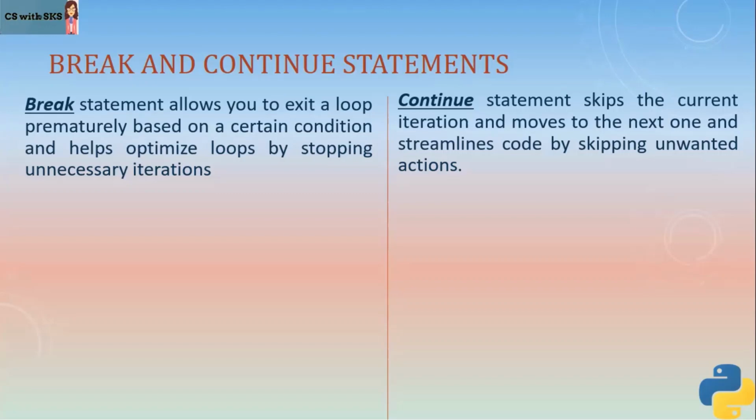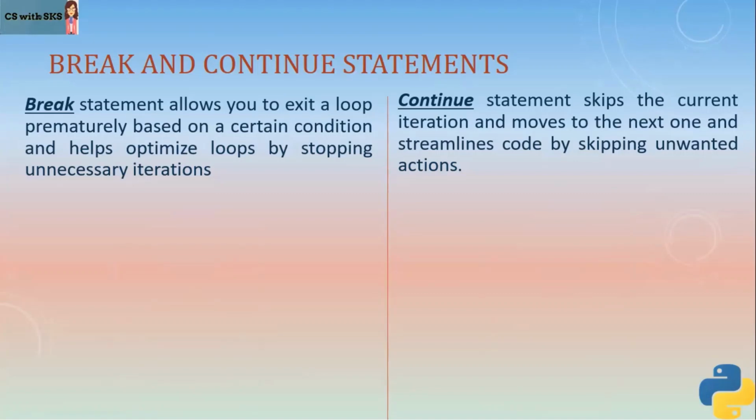For example, you are running some loop and you want to stop as soon as you reach a certain value. Let's say you're putting a condition on a that when a is 5, you stop everything and you just come out of the loop. So there you will put a break statement. Continue statement skips the current iteration and moves to the next one and streamlines code by skipping unwanted actions. So inside a particular iteration, you want to skip the rest of the statements and go to the start of the loop again, continuing with the next iteration. In that scenario, we use continue statement.